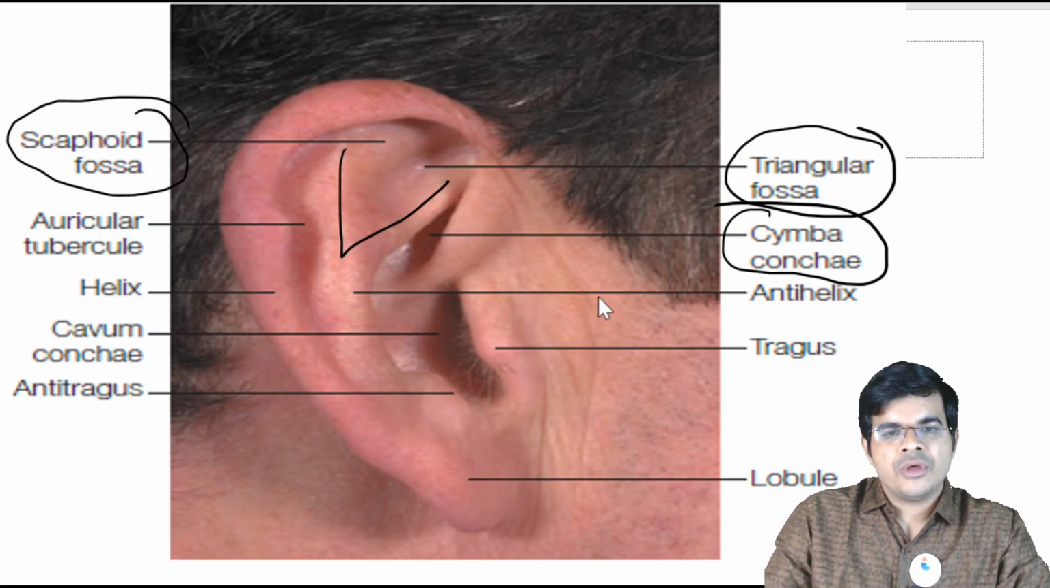And then the incisura terminalis area, this space between the helix and the tragus, that is the incisura terminalis, where you put the endaural Lempert's incision, one part of the endaural incision. Okay, so these are the things that you have to know in the anatomy of pinna.